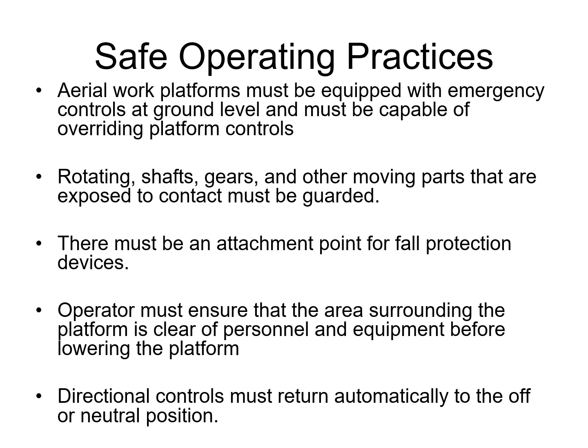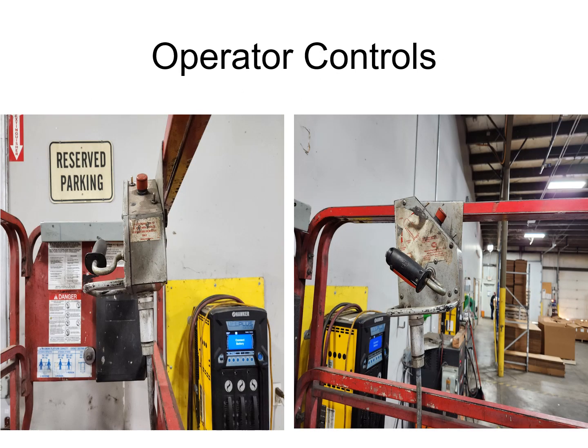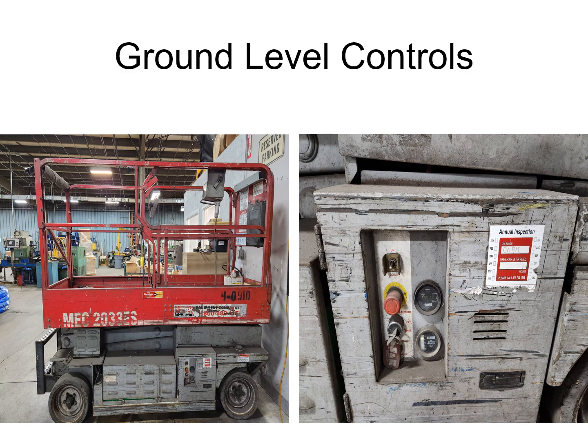Operator must ensure that the area surrounding the platform is clear of personnel and equipment before lowering the platform. Directional controls must return automatically to the off or neutral position when they are let go. These show the operating controls of the scissor lift. These show the ground level controls of the scissor lift.